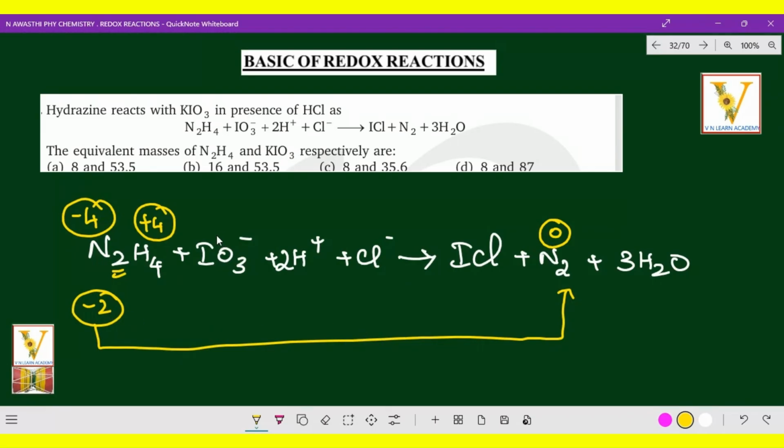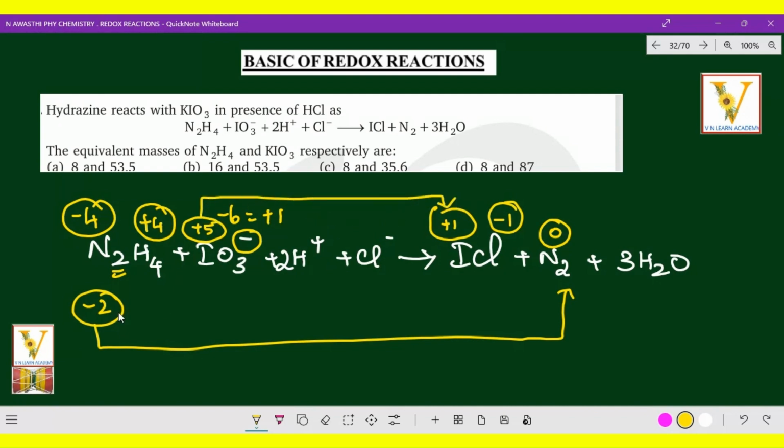Now here IO3 minus, let us identify. Oxygen is minus 2, so minus 2 into 3 is minus 6, and the overall charge is minus 1. So naturally iodine is plus 5 oxidation state. How do we identify? Minus 1 minus of minus 6, so you are getting plus 5 oxidation, which is converted to, here, Cl. Usually Cl is minus 1. Cl minus 1 means iodine here is plus 1, just the opposite. So this is plus 1 oxidation. So plus 5 is converted to plus 1.